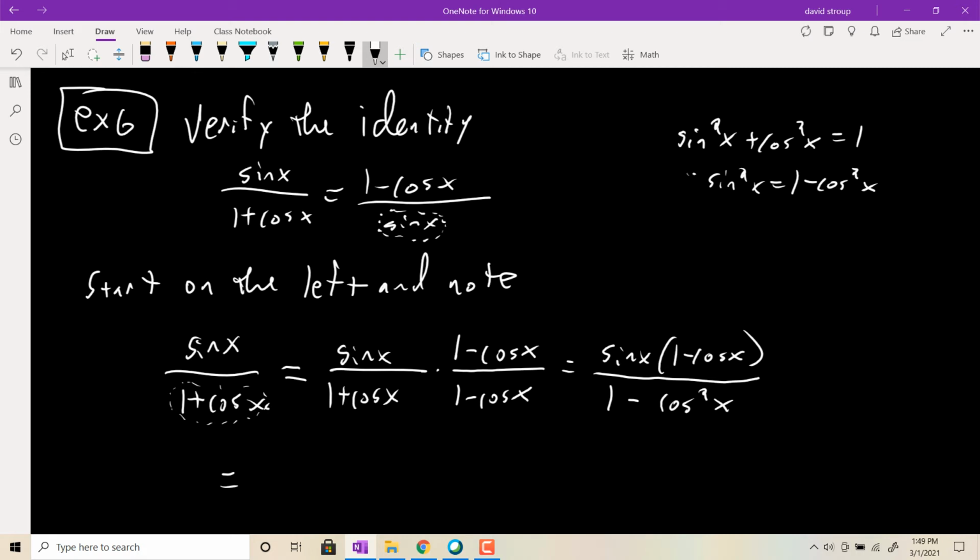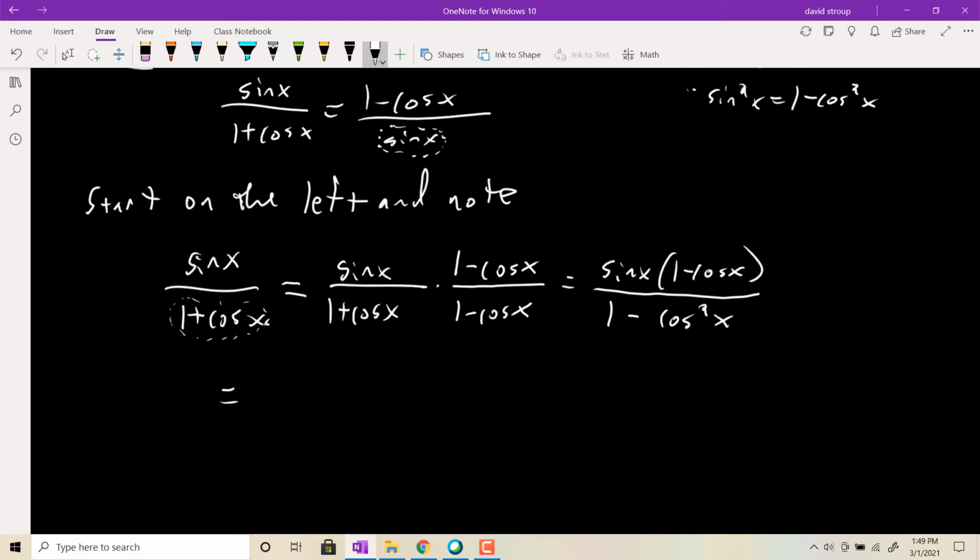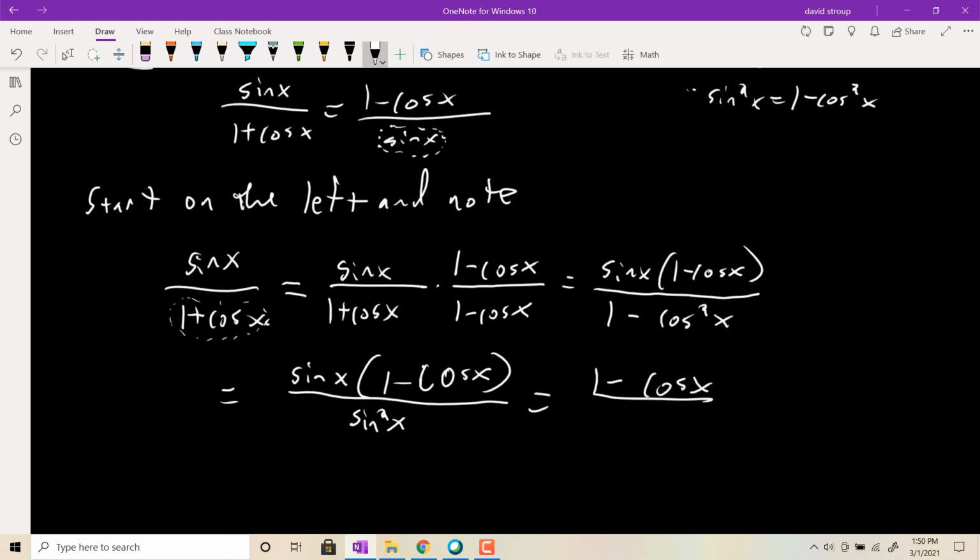We can replace 1 minus cosine squared with sine squared. And then you can cancel that with the numerator, because there's a factor of sine in the numerator. So we have sine x times 1 minus cosine x all over, with the substitution, sine squared x. And then we can remove one factor of sine. So you end up in the numerator with 1 minus cosine x, and in the denominator you have that one thing, just sine x. And that turns out to be where we want it. That's the right-hand side.